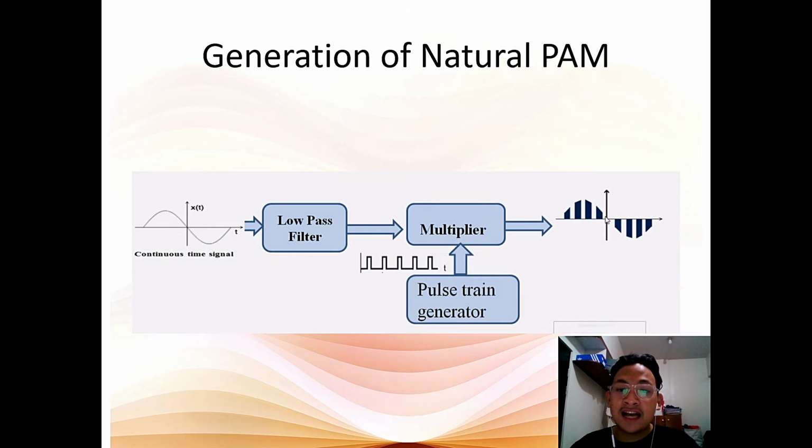For the generation of a natural PAM, the continuous time signal x of t is referred to as the information or message signal, which is then given to the low-pass filter, which is used to band limit this continuous time signal. It then goes through the multiplier, where another component is present, which is the pulse train generator. These generate train pulses at a constant interval, and its frequency is a sampling frequency Fs, which is always greater than Fm. It then goes back to the multiplier, and the multiplier gives the output, which is nothing but PAM.